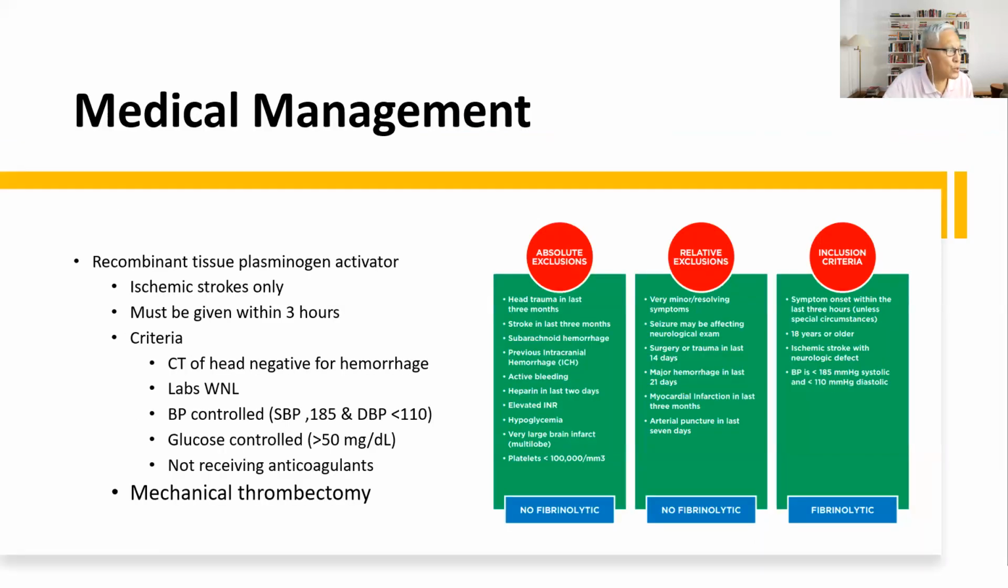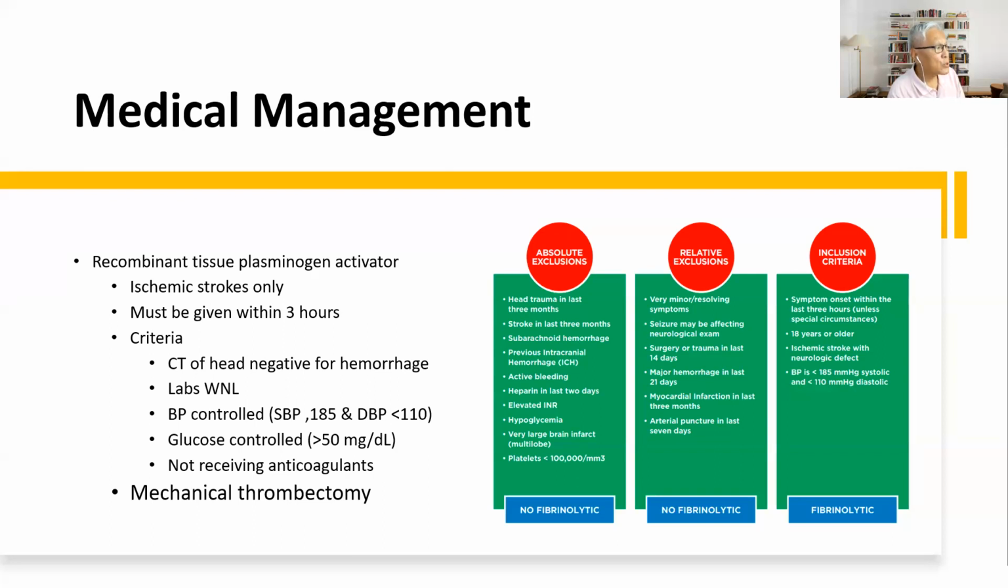Well, for patients who are going to have a stroke, one of the things that we are going to have to do is to reopen that artery that has been blocked. But we can only do this in ischemic stroke. We cannot do it for hemorrhagic stroke. So the treatment for ischemic stroke is the administration of a fibrinolytic agent. A fibrinolytic agent dissolves existing blood clot.